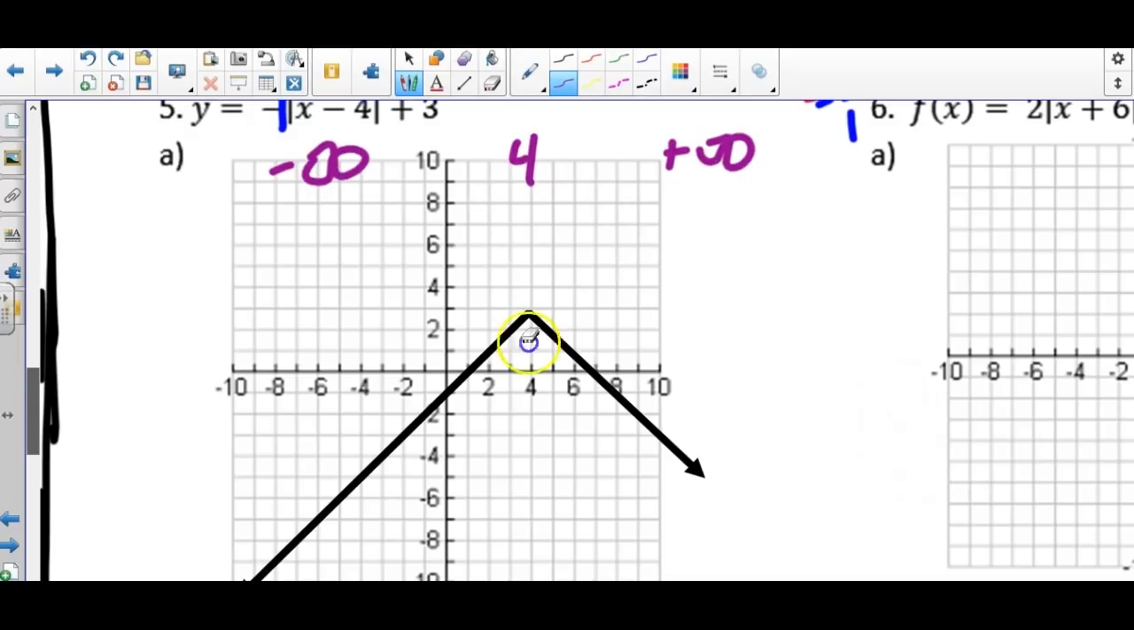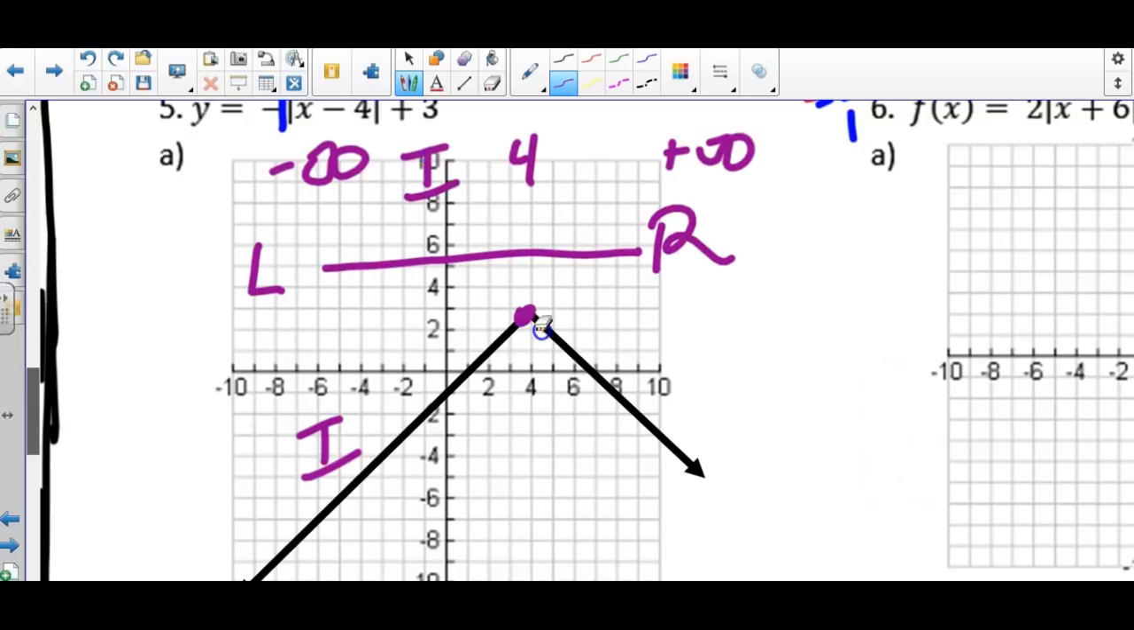So here's how you read this. You read a graph from left to right. As I go to the vertex, how am I traveling up this line? I'm going up. I'm going up to the vertex. This is an increase. And then as I leave the vertex, I'm going down. That's a decrease. There's your intervals right there. From negative infinity to 4 is an increase. From 4 to positive infinity is a decrease.